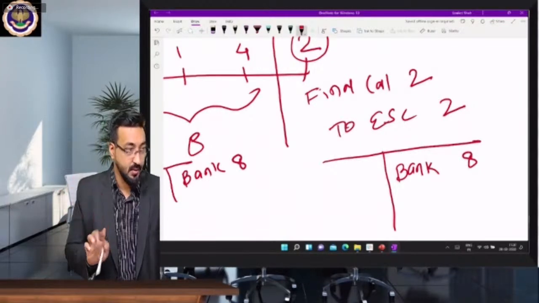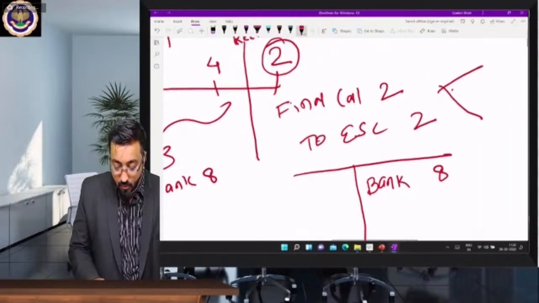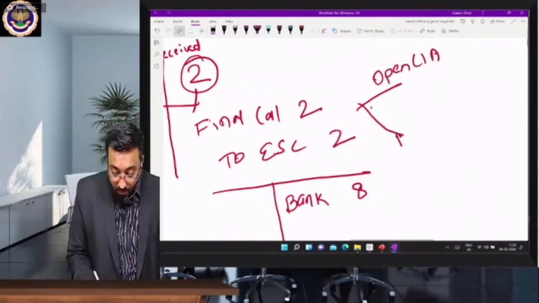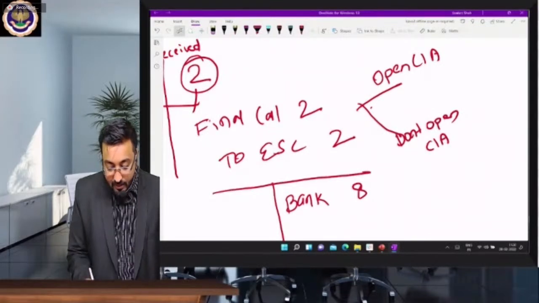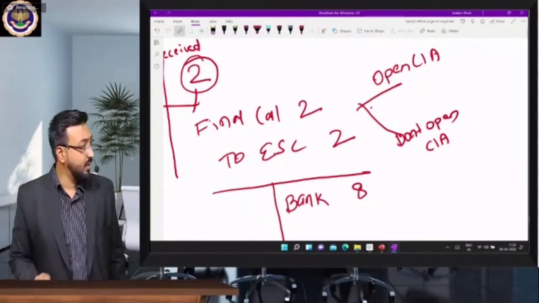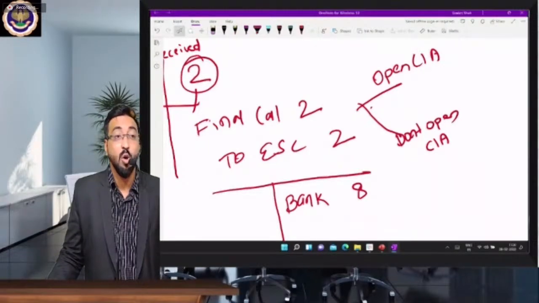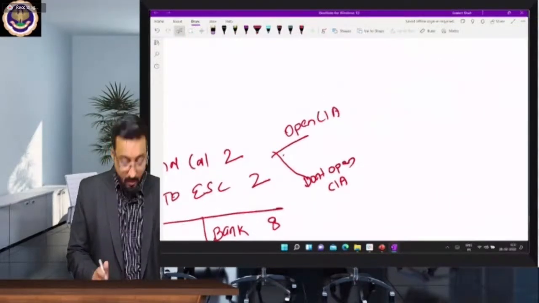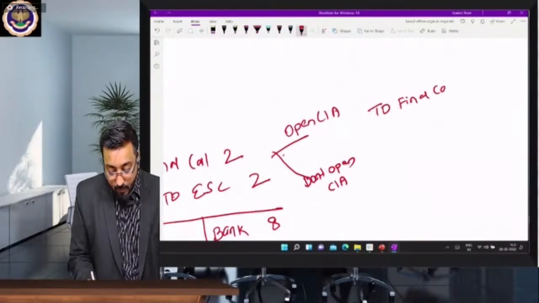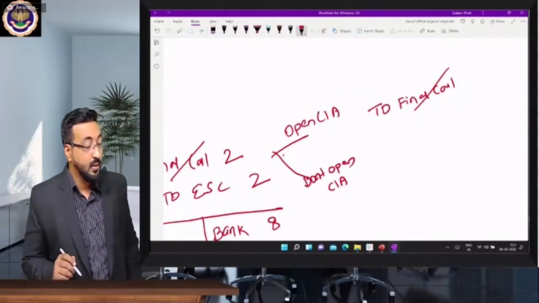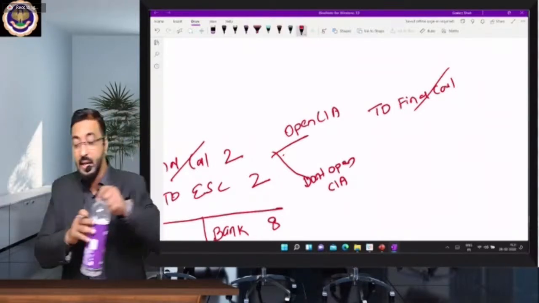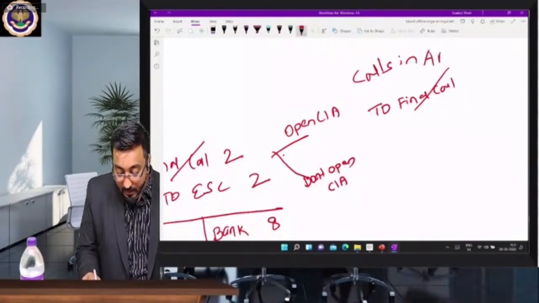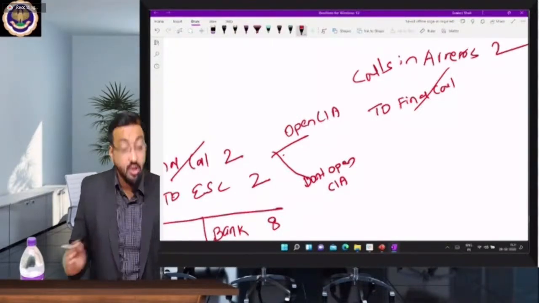Now I have 2 options. What are the 2 options that I have? Open the calls in arrears account, and second one, don't open the calls in arrears account. One is very simple, open calls in arrears account. If I open calls in arrears, I'm going to cancel my final call. So the final call will get cancelled, and I will be left with only the calls in arrears account showing debit balance and equity share capital showing credit balance.